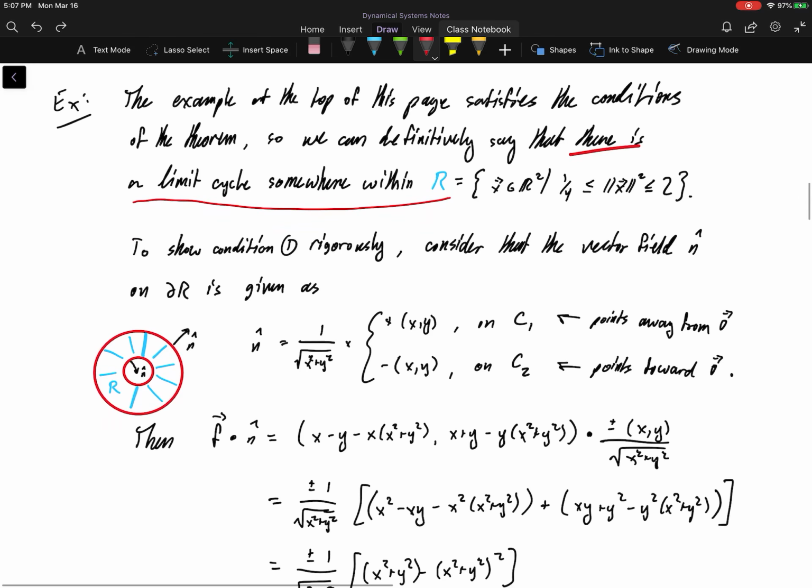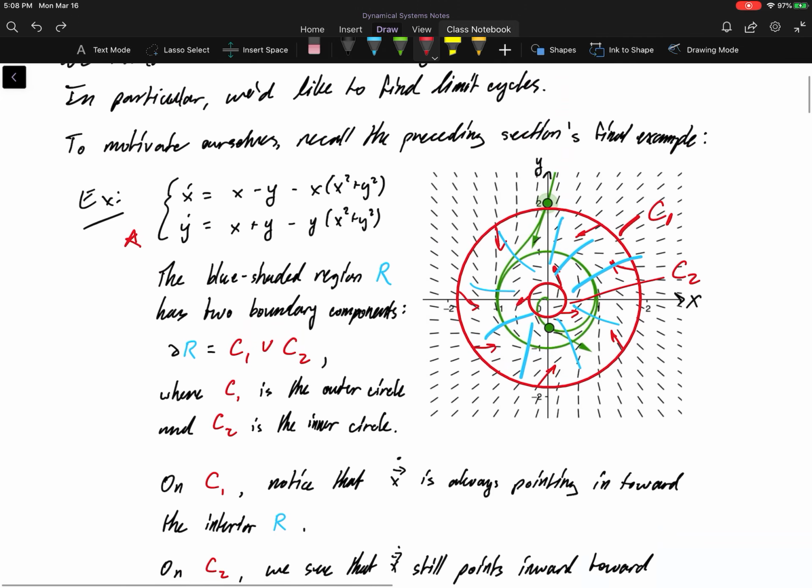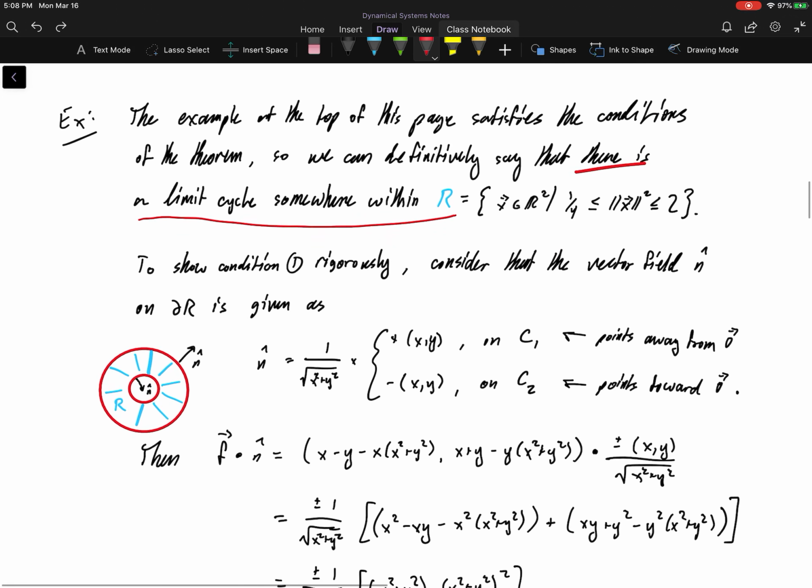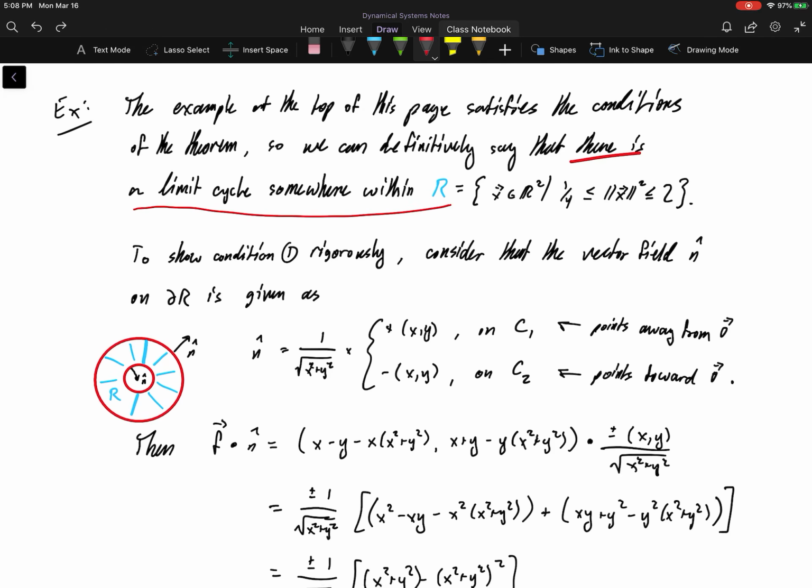So let me give you an example of how this works. The example at the top of the page satisfies the condition of the theorem. If I scroll back up, I have a trapping region, and I don't have any other fixed points in the system apart from the origin, and the origin is not within the trapping region, so we're clear. So the Poincaré-Bendixson theorem does apply. There has to be a limit cycle, and we see it. It's the unit circle.